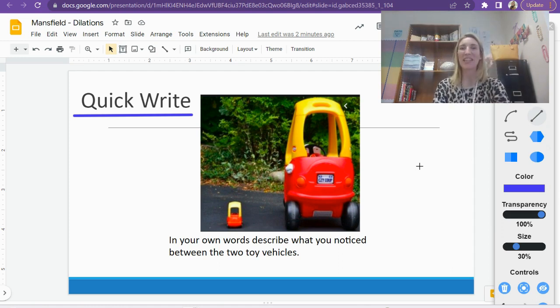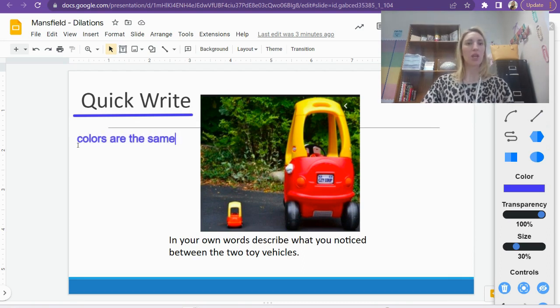All right, I hope you did that. Okay, I hope you noticed that the colors are the same. Let me write a few ideas over here, right? So colors are the same. What else? The shape of the object is the same, right?